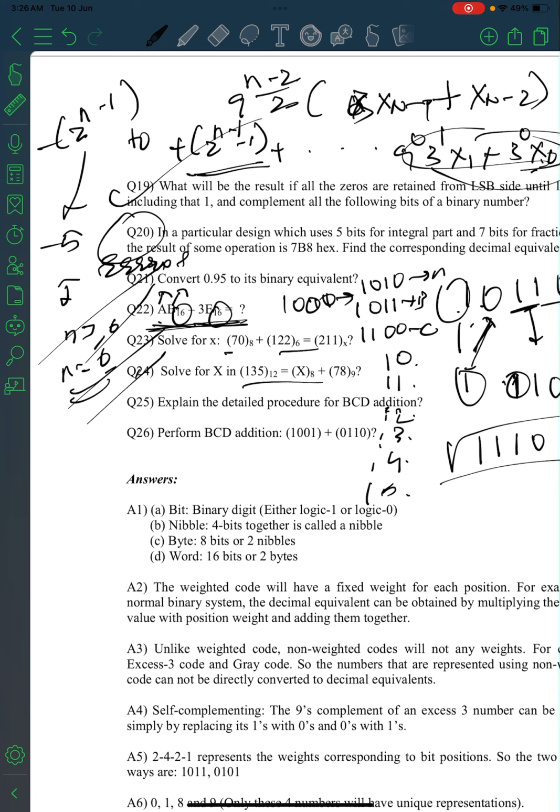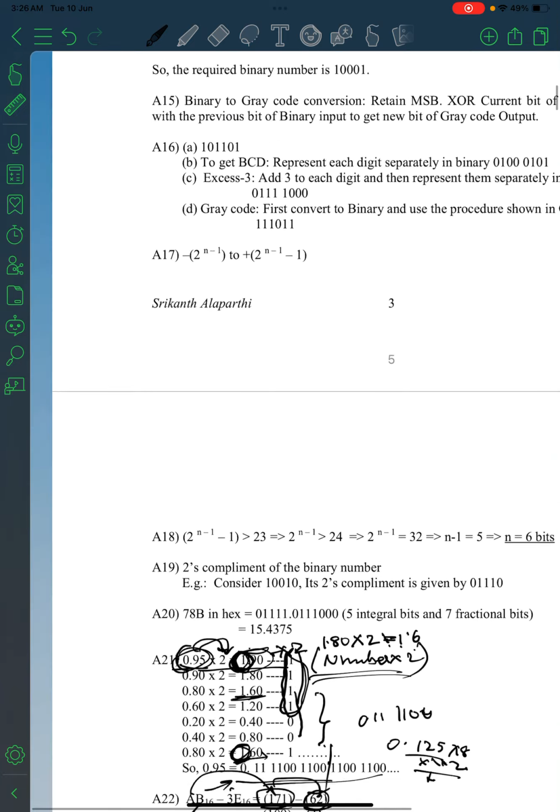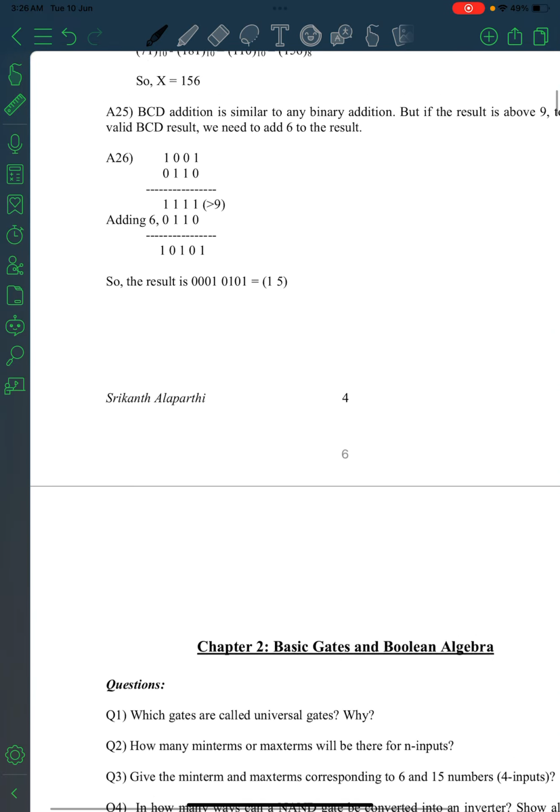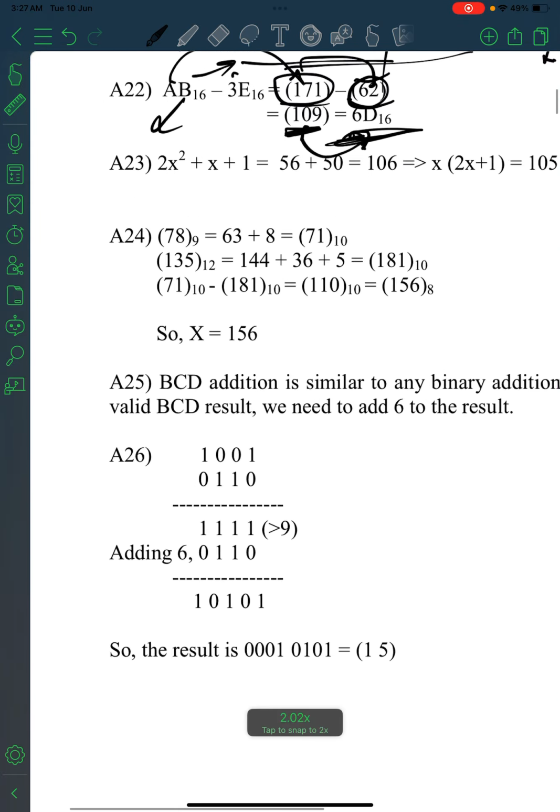Yeah, this has no explanation. It does not explain the detailed process of BCD addition. Bro, what is BCD addition? It's not but simple. Perform BCD additions of this thing. So I will show you. This one. What is this?